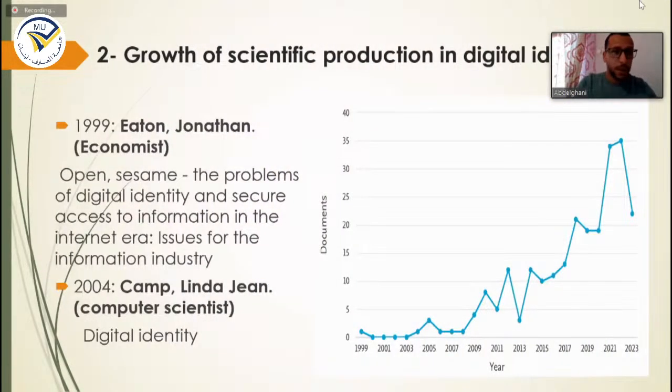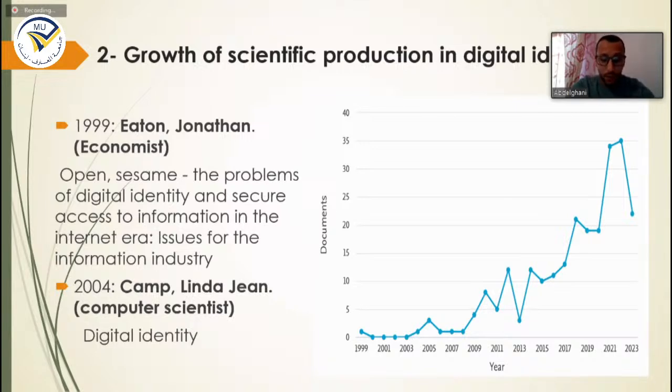We turn now to the growth of scientific production in digital identity. The first paper on the subject of digital identity was published in 1999, titled Open System, The Problems of Digital Identity and Secure Access to Information in the Internet Era, Issues for the Information Industry by Jonathan Hayton. There were no other papers published until 2004, when Linda Joy Kahn offered an article titled Digital Identity.